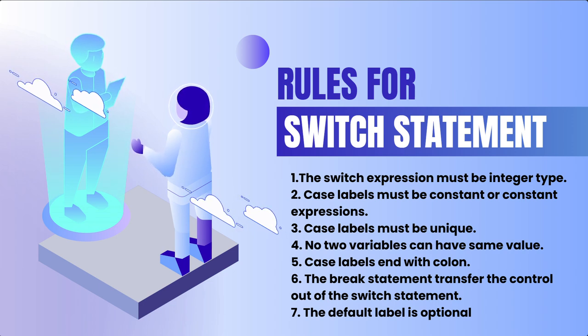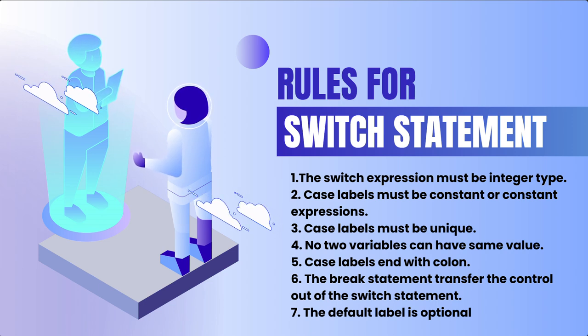You cannot include special characters. It can either be letters, in which case you have to include them within single quotes, otherwise you have to use numbers. Third is the case labels must be unique. Two case labels can't both be 1 and 1, otherwise the compiler will get confused. Next, the fourth rule, no two case labels have the same value, of course, otherwise the compiler will get confused as well. Case number 5, case labels end with a colon.